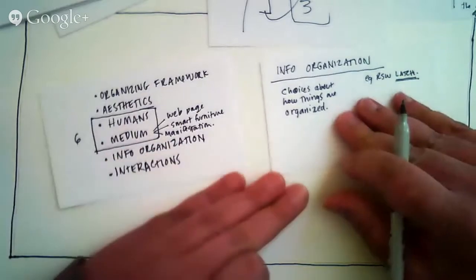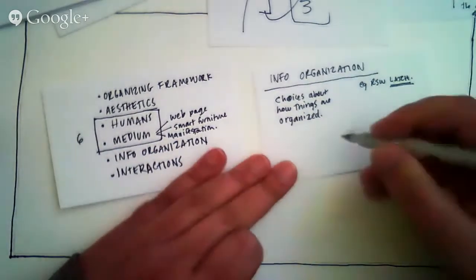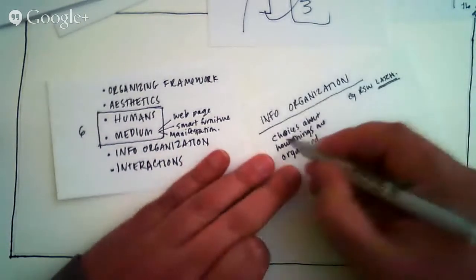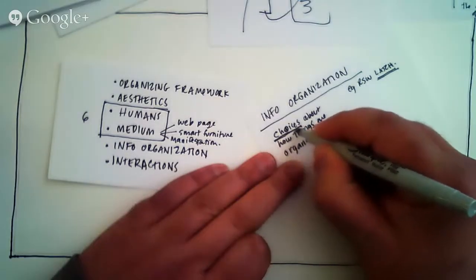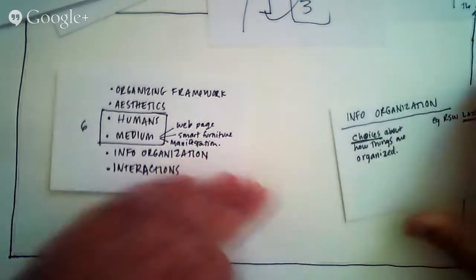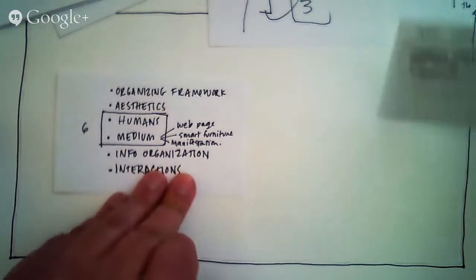So information organization is the choices that you make about how things are organized. Yeah, how are things going to be found? How are you going to display them? I'm going to underline choices, because I have a hypothesis that all the other things that are not humans and medium are going to be choices too. So yes, you are quite right about that.